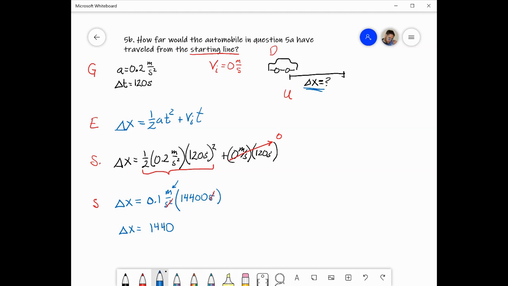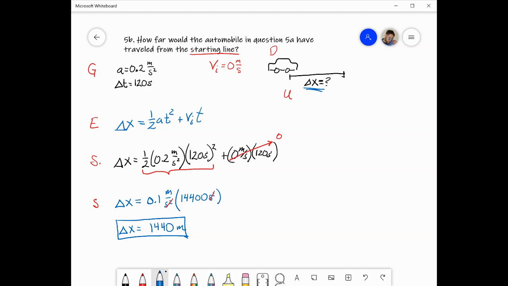Well, it's in meters, right? So my units are in meters there. And this is what I've got. 1,440 meters is my final answer to that. This is about 1.5 kilometers. 1,000 meters would be 1 kilometer. 1,500 would be 1.5 kilometers. So it's slightly less than 1.5 kilometers. But this, in the end, is my final solution that I was looking for here.